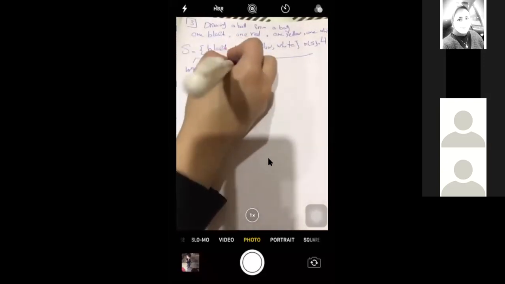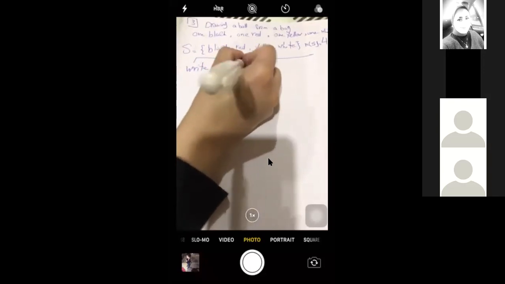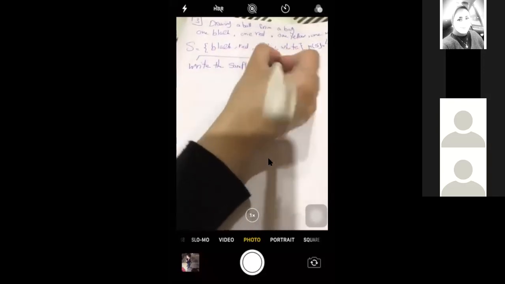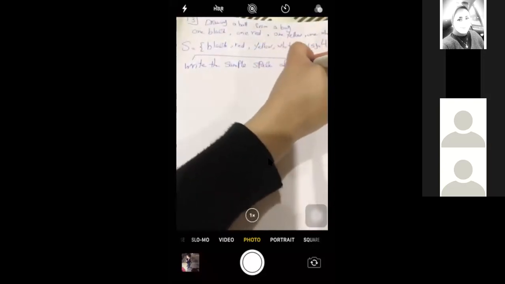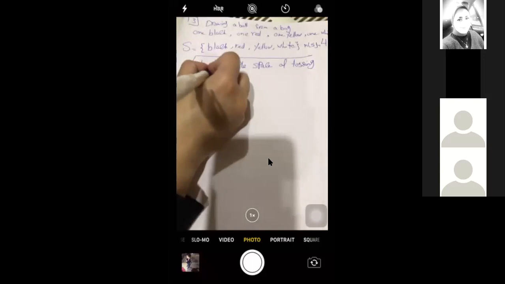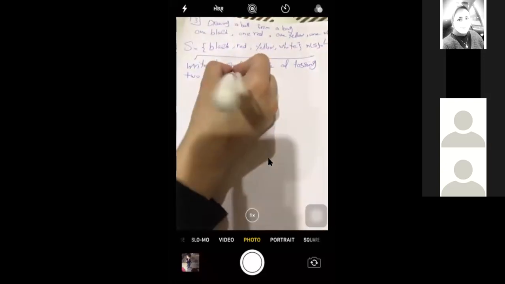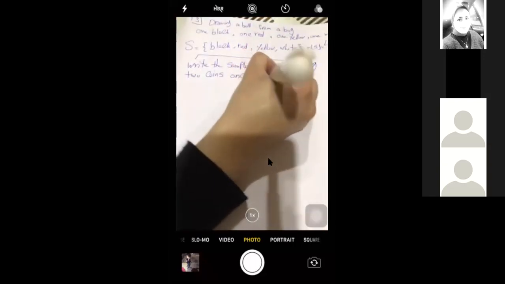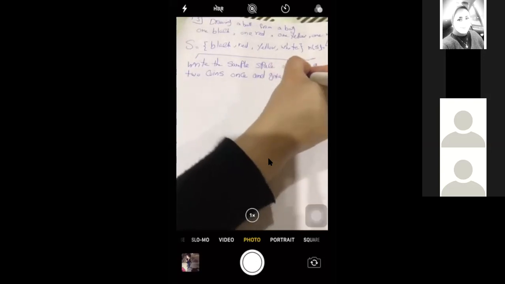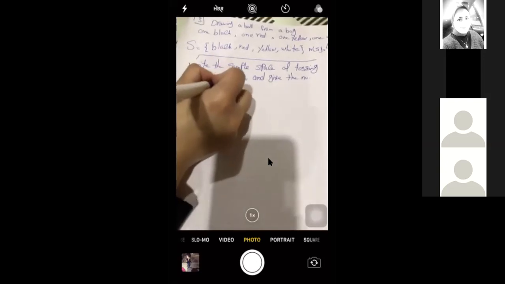Write the sample space of tossing 2 coins. I have 2 coins. And give the number of its elements.